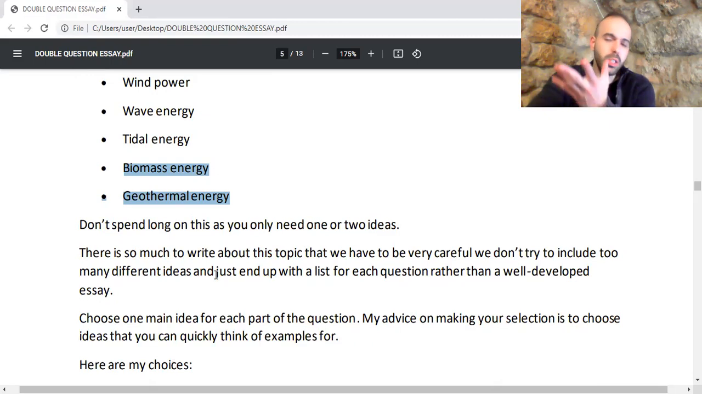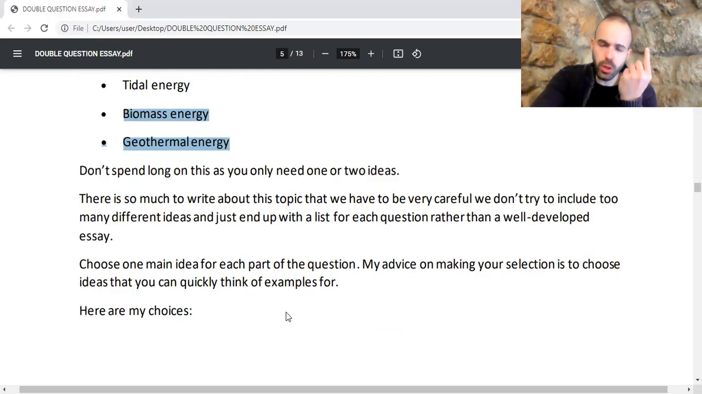So don't spend long on this, as you only need one or two ideas. There is so much to write about this topic that we have to be very careful. We don't want to include too many different ideas and just end up with a list for each question, rather than a well-developed essay. So choose one main idea for each part of the question. My advice on making your selection is to choose ideas that you can quickly think of examples for, okay?